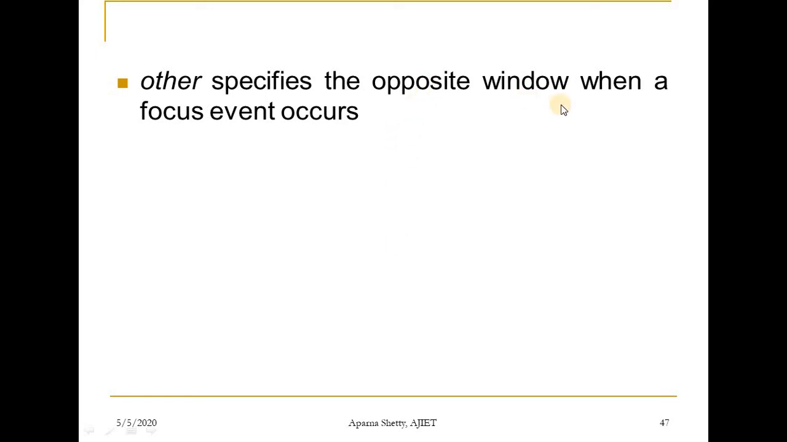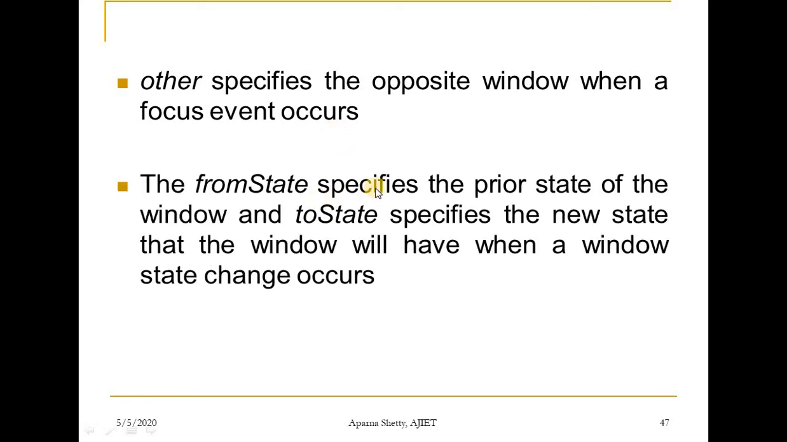Other specifies the opposite window when the focus event occurs. FromState specifies the prior state of the window. ToState specifies the new state that the window will have when a window state change occurs. So other specifies the opposite window when a focus event occurs, fromState specifies the prior state of the window, and toState specifies the new state of the window.